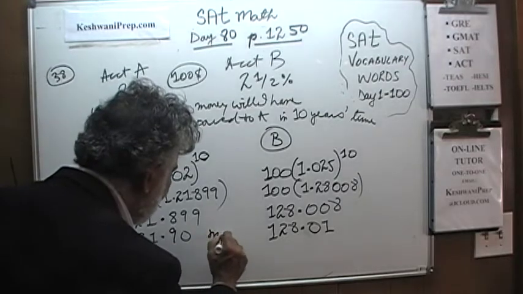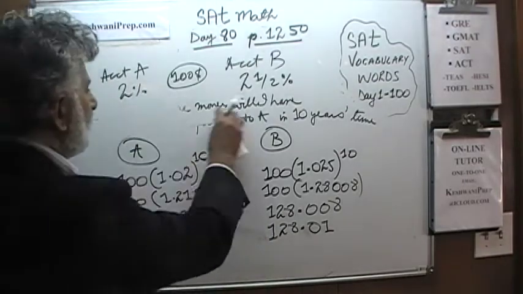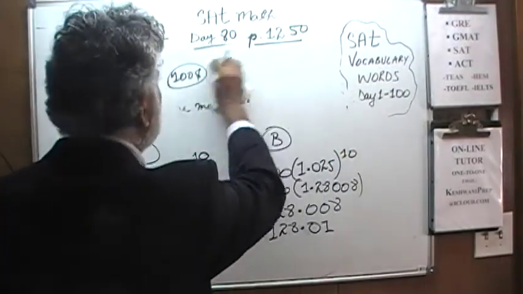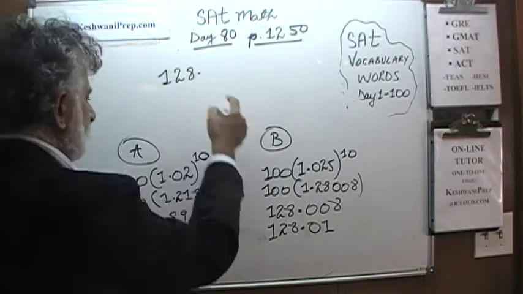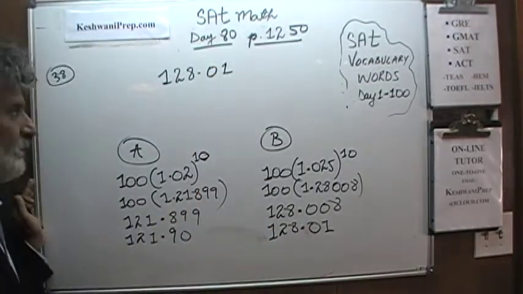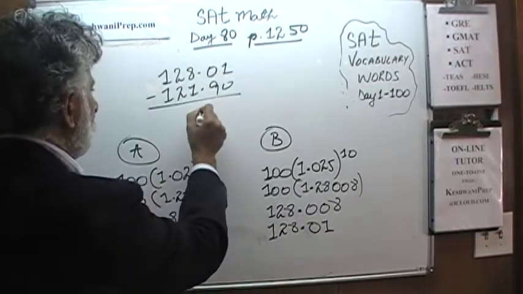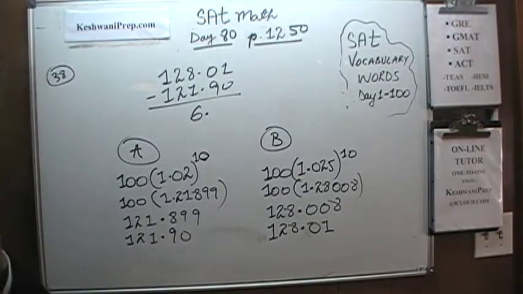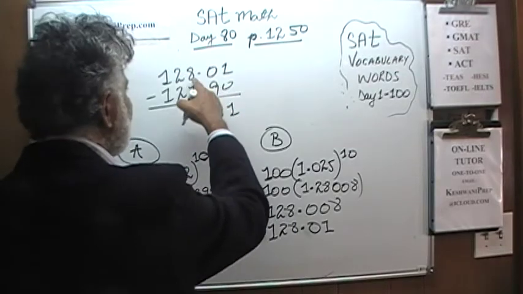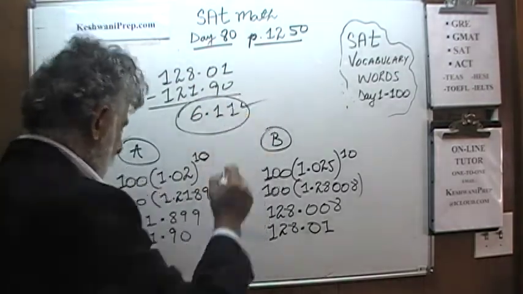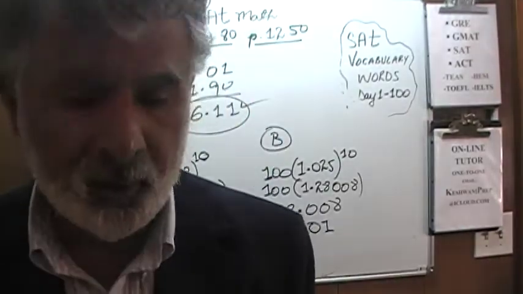121.90 minus, or rather the other way around. Let's do it on the top. $128.01 minus $121.90. And you will find that the answer comes out to be $6.11. Because 1 comes down, 10 minus 9 is 1, and this 8 becomes 7, and there you go. This is what we want to grade in. 6.11 is what you want to grade in. Otherwise, as I said before, you will get no credit for it.